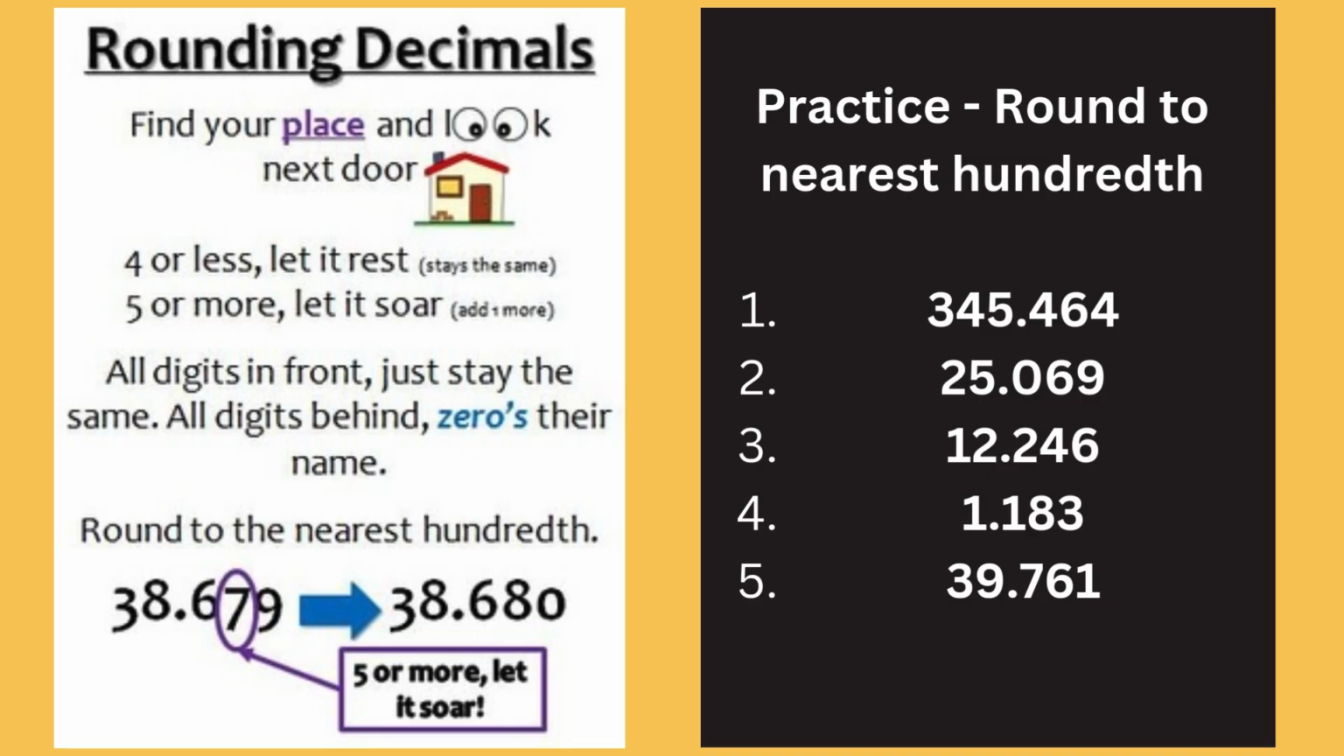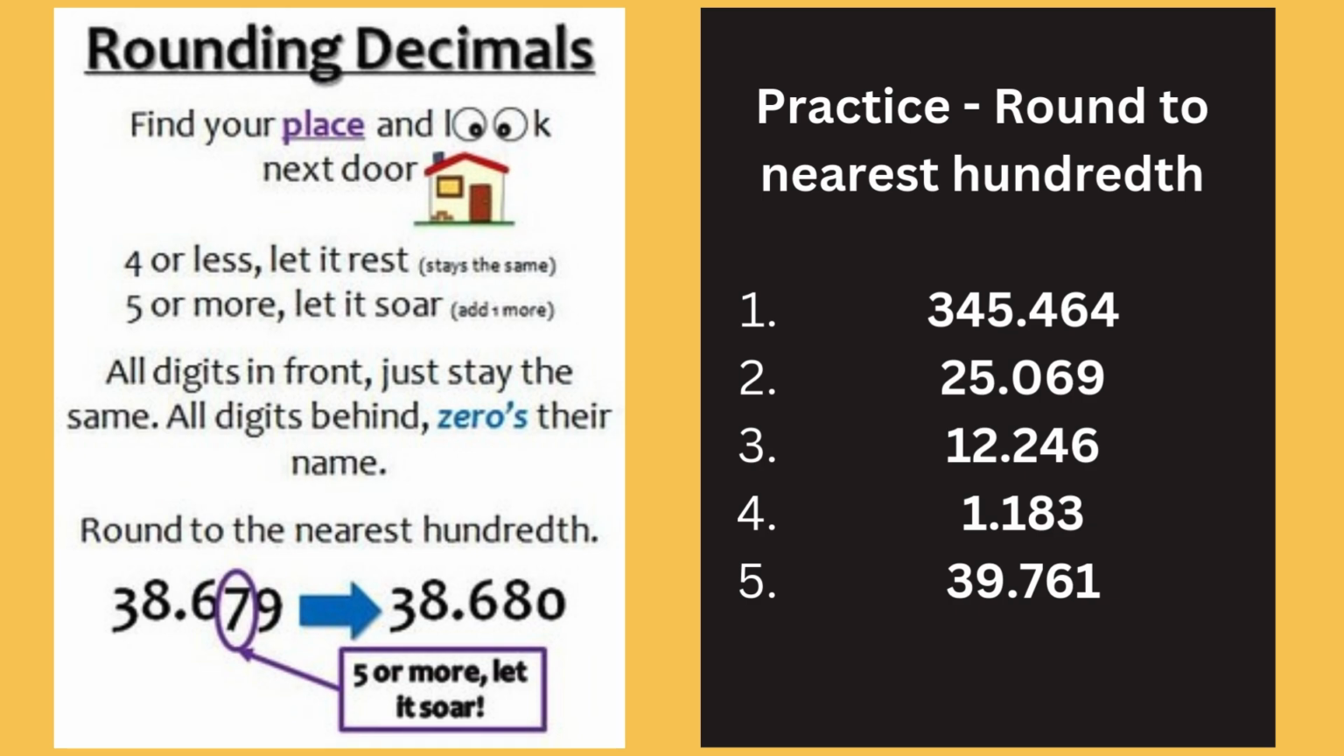So number 1, 345, that is your whole number. The 4 is the nearest tenth. The 6 is your hundredths place. So I'm going to look at the hundredths place and look at the number next to it. It's less than 5. So it's going to be 345.46.